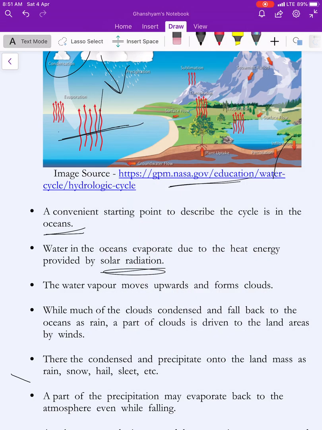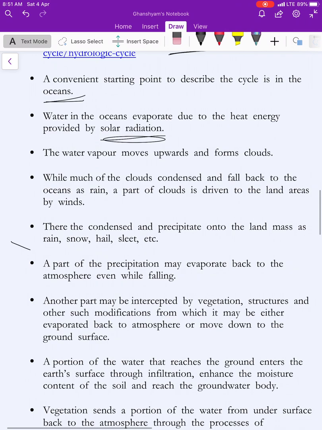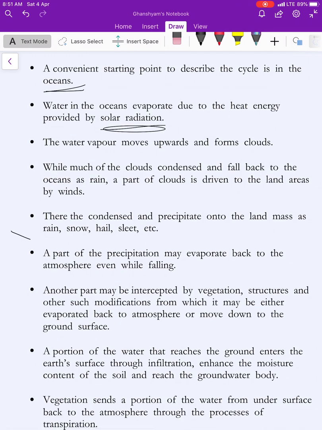So the water vapor moves upward and forms cloud, while much of the cloud condenses and falls back to the ocean as rain. A part of the cloud is driven to land areas by wind. So while raining, if wind is there, what will happen? The cloud will get transported towards the land, and the rain will occur on the ocean as well as on land.